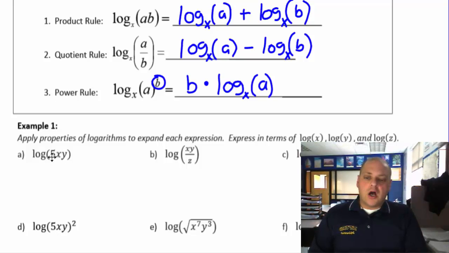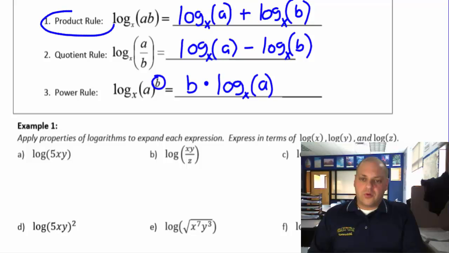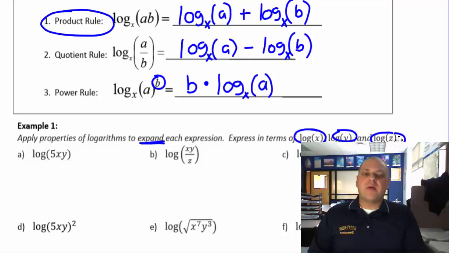So log of 5xy. See how it's all together? Well, this is going to use the product rule because it's multiplication, 5 times x times y, just like AB, right? So we're going to write this as, and they want us to expand it and express it in terms of log x, log y, and log z. So they want to express it like this, basically, in this form. So we're going to use the product rule.